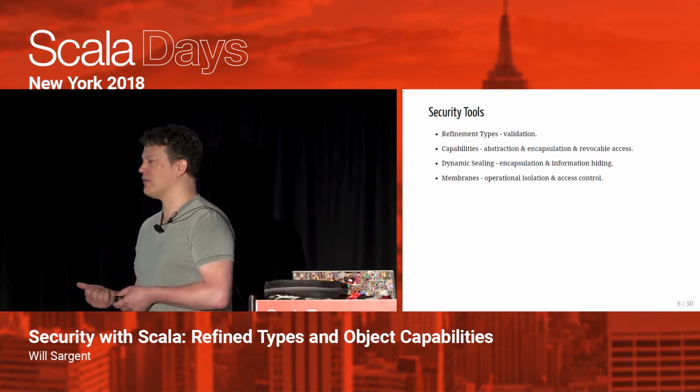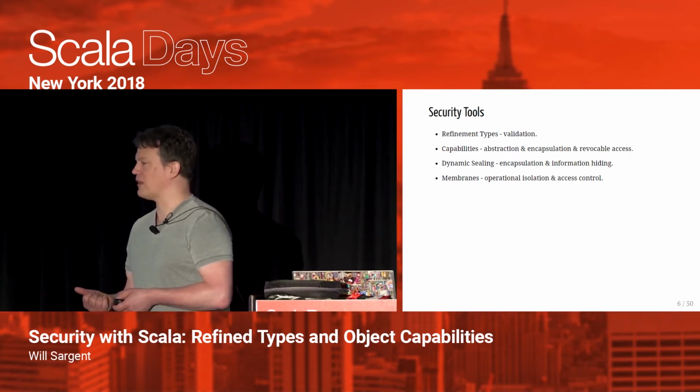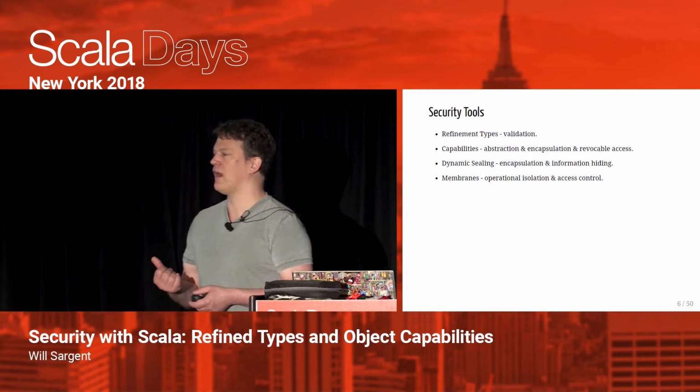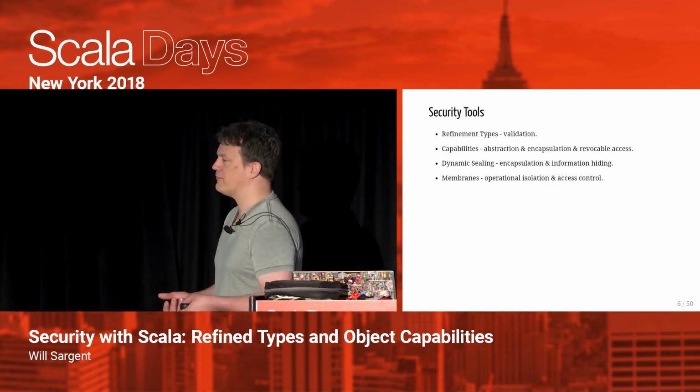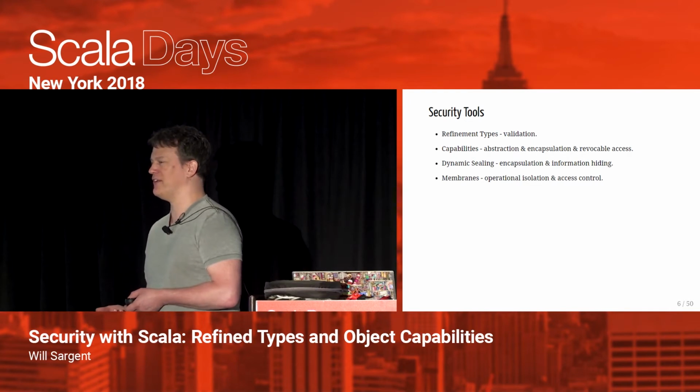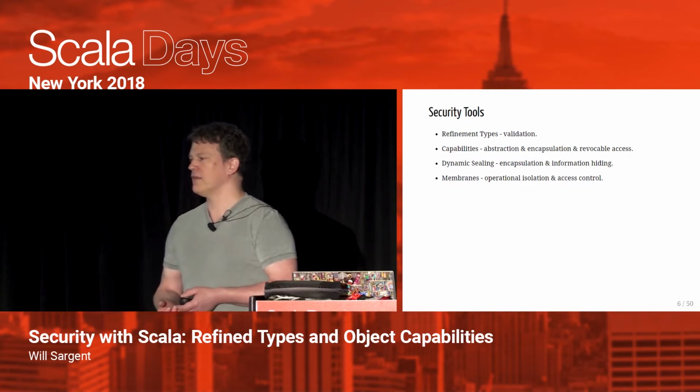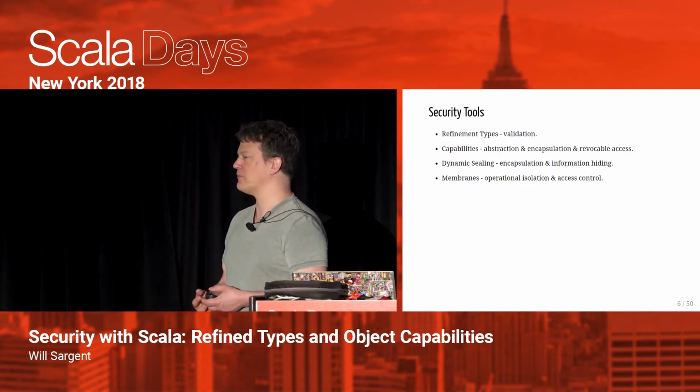There's another feature called dynamic sealing, which allows you to encapsulate and hide information and data that you don't want to be passed around to anybody else, while still being able to work with a reference. And then we have membranes, which are a fun feature, which allow you to have operational isolation. So they allow you to apply a policy over multiple objects and multiple references.